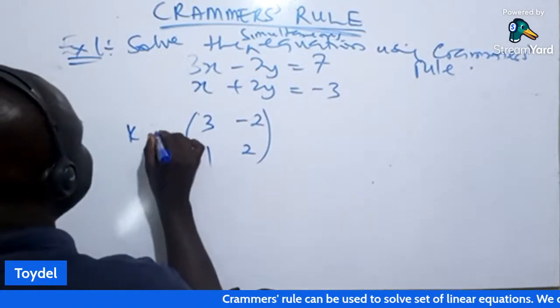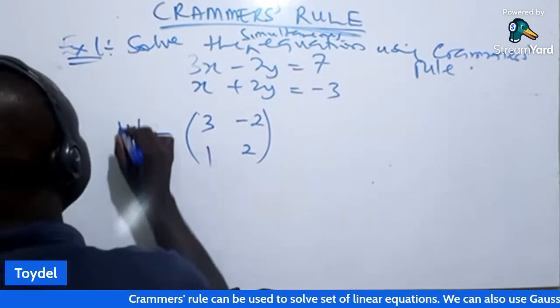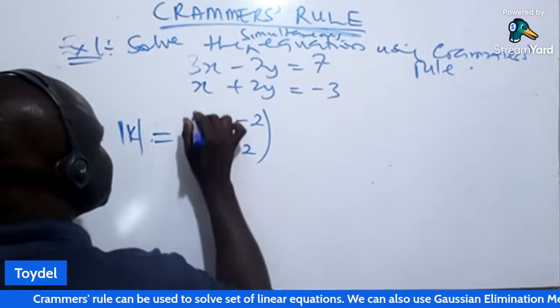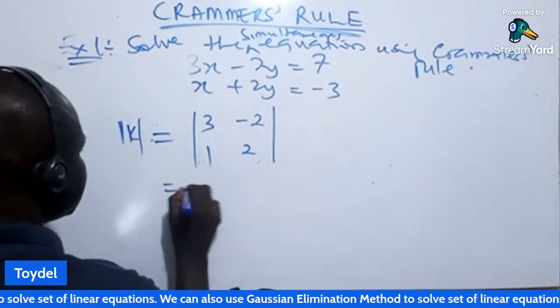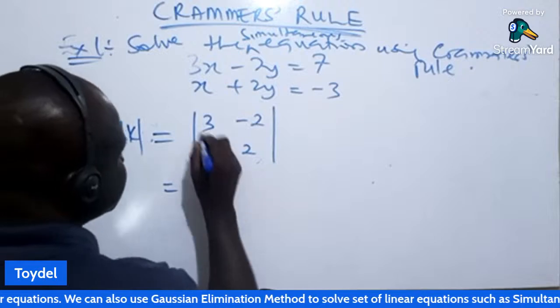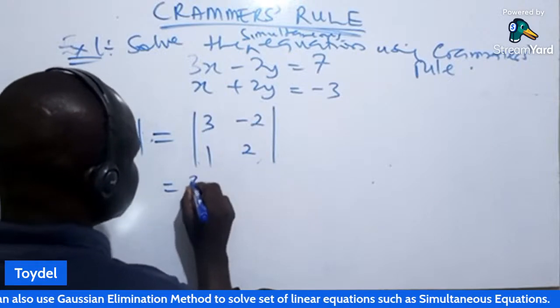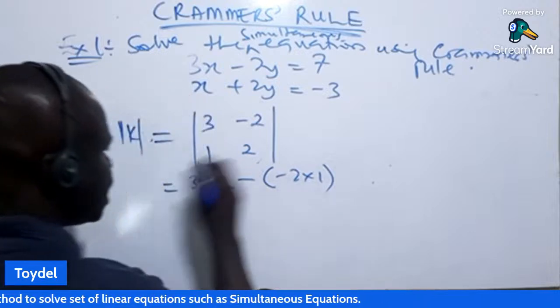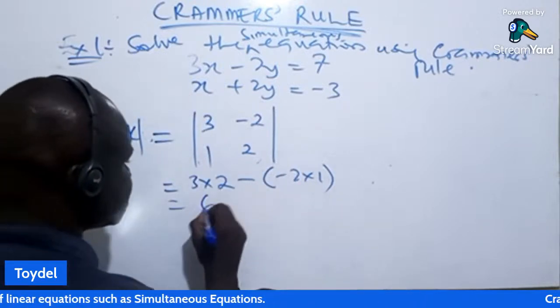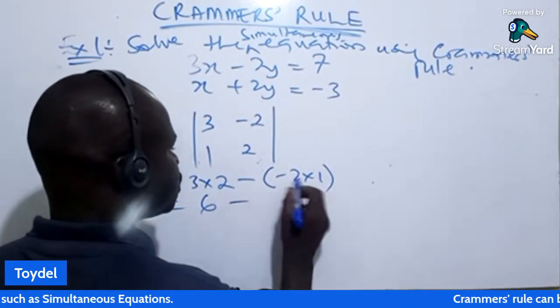So we can go ahead and find the determinant of the coefficient, and that will be k. The determinant of the coefficient will now be the leading diagonal, 3 times 2, minus, into bracket, minus 2 times 1. That's how to find determinant. Then 3 times 2 is 6 minus, this is minus 2.